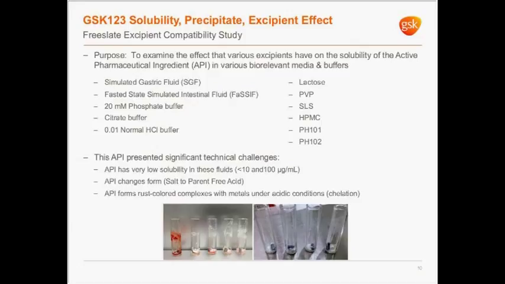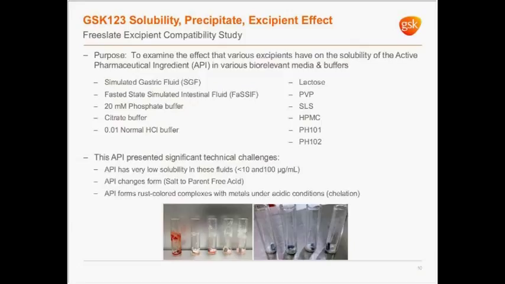Before we could start the work package, we had to address several complicating factors. The API has a very low solubility. There was already evidence to show that the salt form of the API changes to its parent-free acid. And lastly, the API is a chelating agent, and any experiments that we conducted would have to be done with no metal components in direct contact with the API.